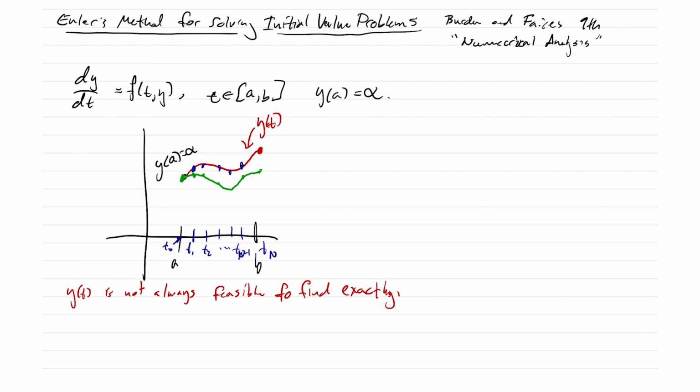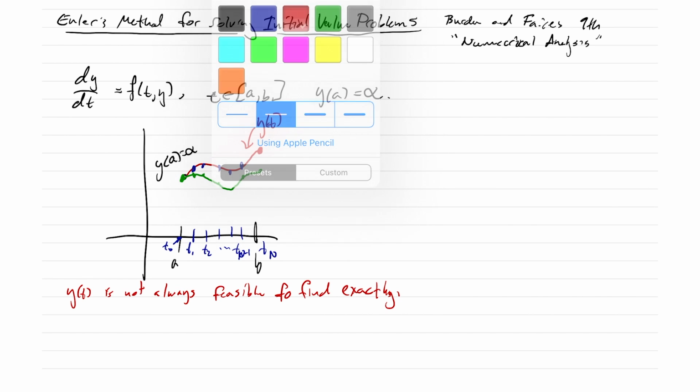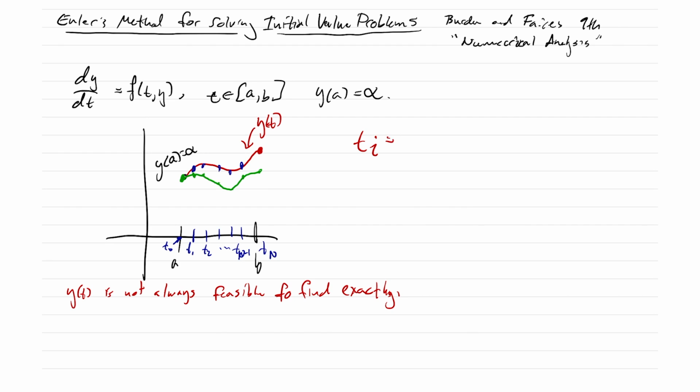So then how are we going to make these estimations? First we simplify the problem, and we're going to say that ti is equal to a plus i h for some h bigger than 0. So we'll choose it to be small, but we'll have a fixed step size. And this is called the step size for the problem.